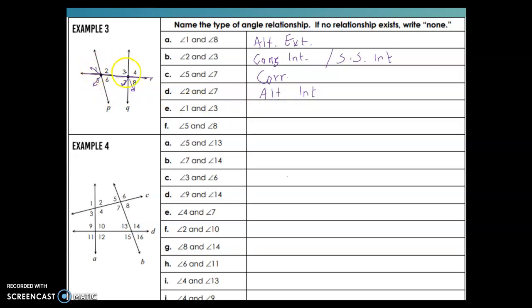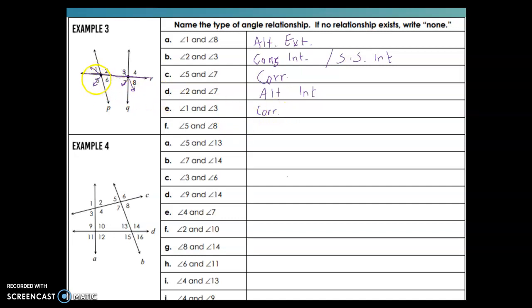All right, I see that 1 and 3 again are on the same side of the transversal, and they're both left of the lines that are being crossed. So they're both up and to the left of those intersections, 1 and 3. And we know then that they are corresponding angles because they are on the relative same side of the transversal and the lines being intersected.